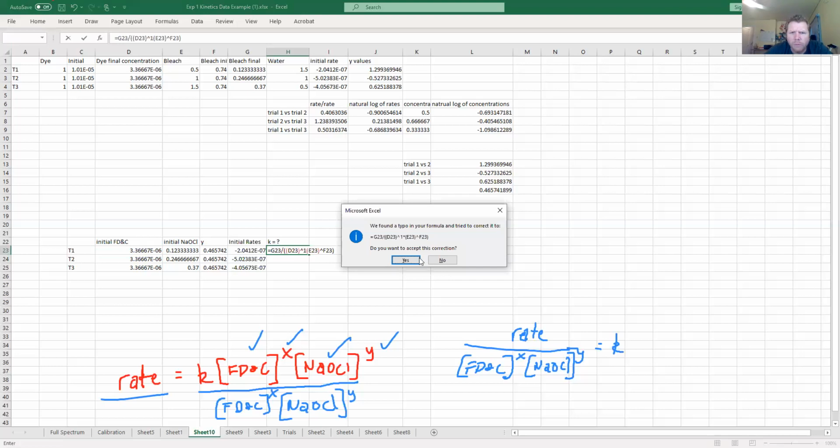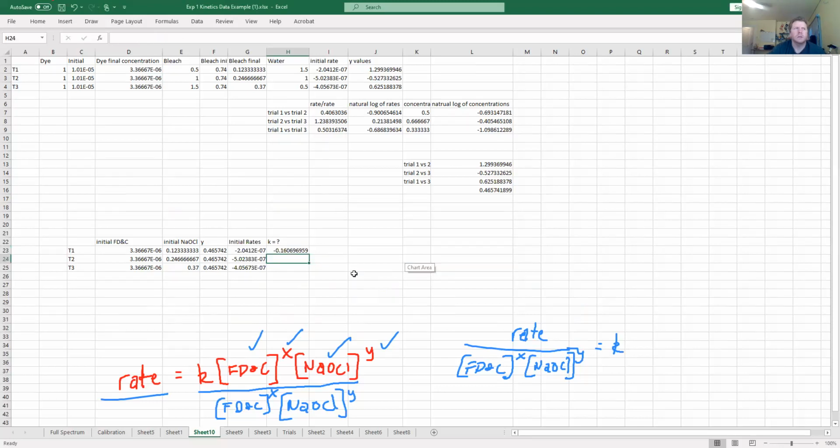Oh, there's a typo in my formula. Okay, close. Yeah, we're good there. It told me that I didn't have enough parentheses, or I had too many parentheses. No, I didn't have a multiply sign. Okay, so I'm going to click yes. Now what I've got is a K value that is negative 0.160696959.